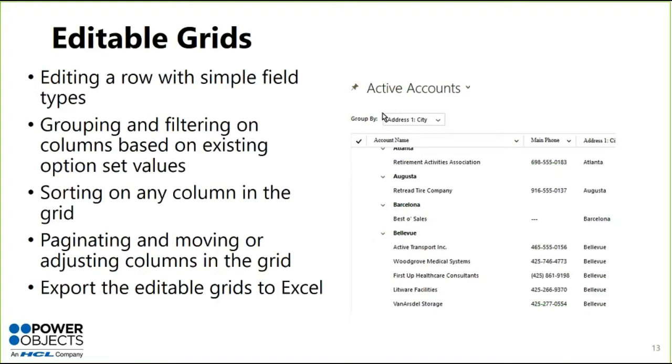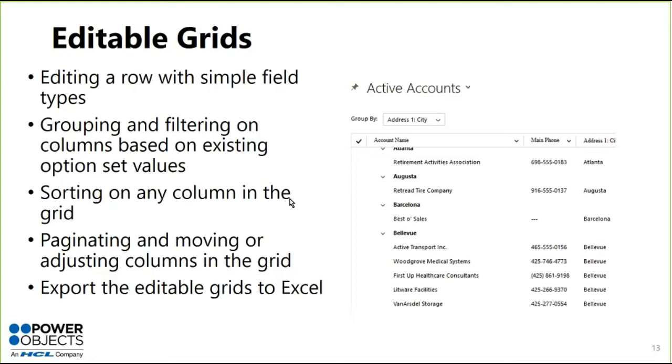And in addition, when we're actually looking at that view, we can group and filter on columns based on those existing option set values. So we can choose to see everything grouped by city or grouped by another value that's a column in that view. We can sort on any column in the grid. Yes, I said sort on any column in the grid. And then we can modify how we adjust columns in the grid, pagination. And finally, we can export those editable grids to Excel.